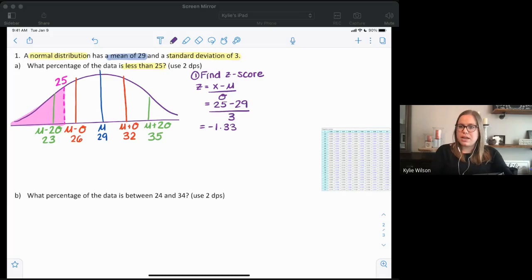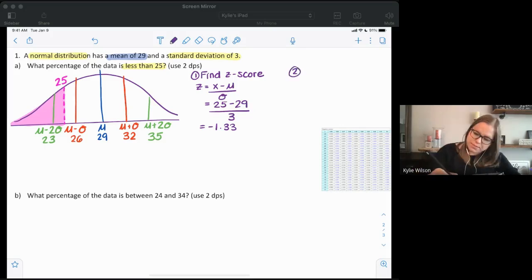The reason I know it's below the mean is from my graph, of course, but also because the z-score is negative. Now, if I look at my graph, my 25 is definitely more than 1 standard deviation away, but it's not quite 2 standard deviations away. So a z-score of negative 1.33 makes logical sense. Now what I'm going to do is use the chart to find our percent, our probability.